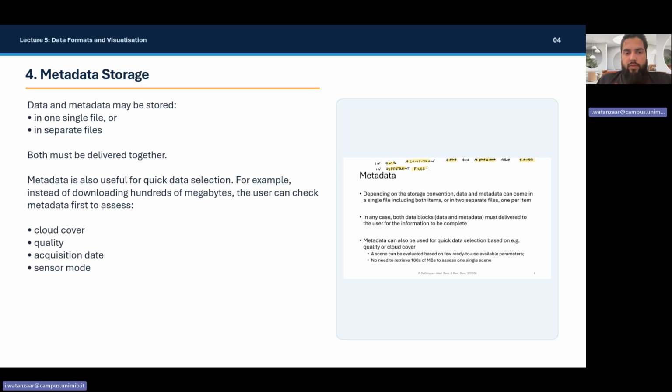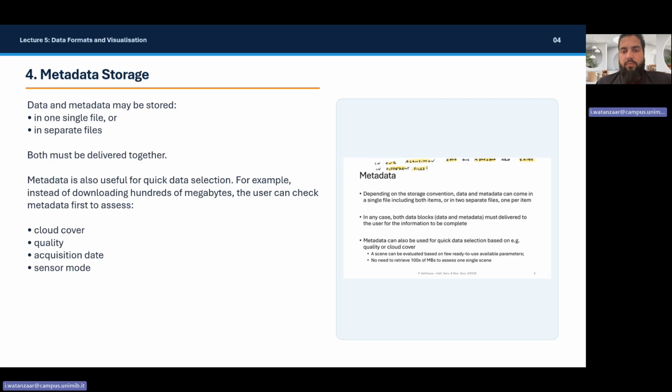We are discussing metadata storage. Metadata may be stored in one single file or in a separate file, depending upon the size of the data we are collecting. Both must be delivered together, because the data cannot really make sense without the metadata. Metadata is useful for quick data selection. For example, instead of downloading hundreds of megabytes, the user can check the metadata first to assess the cloud cover, meaning how much cloud coverage there is, the quality, and the acquisition date.